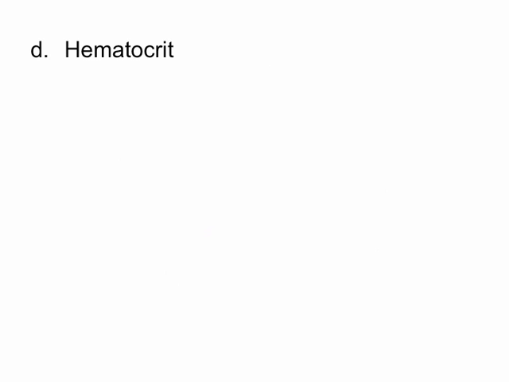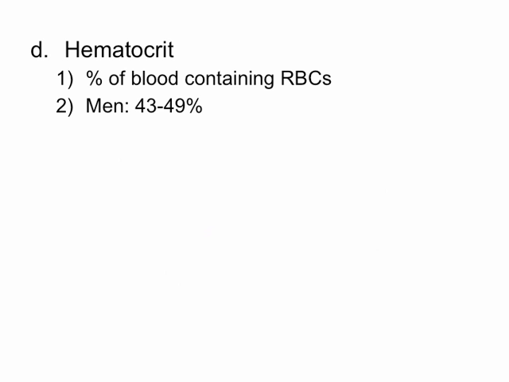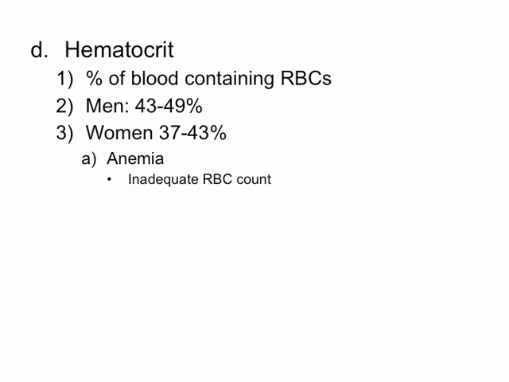We're going to look at something called the hematocrit. This is the percentage of the blood that contains red blood cells. Men have about 43 to 49% of their blood containing red blood cells. Women, on the other hand, are going to have a little bit lower amount, so they have about 37 to 43% of their blood containing red blood cells. This is important basically to diagnose different situations. Anemia is an example where you may have inadequate numbers of red blood cells.